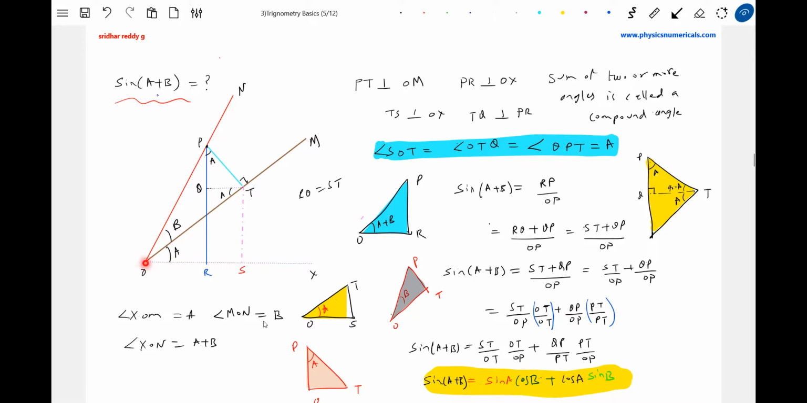So I have got a triangle here, ORP. Look at this triangle, ORP. Sine of A plus B is RP by OP, opposite by hypotenuse. So what is RP? RP is here. Can we break up this RP as RQ plus QP, and OP as it is? And this RQ is parallel to TS, and both are of equal length. RQ equal to ST. So this RQ, we are replacing it as ST.